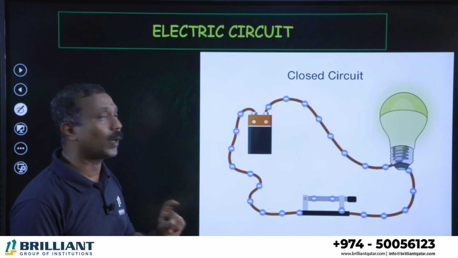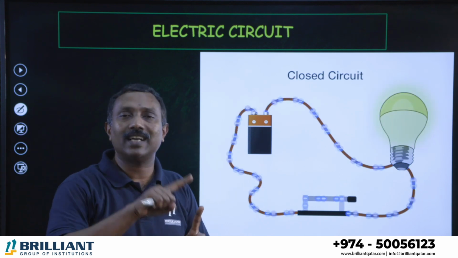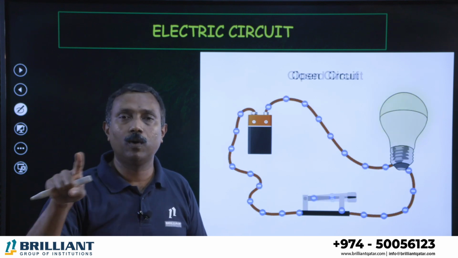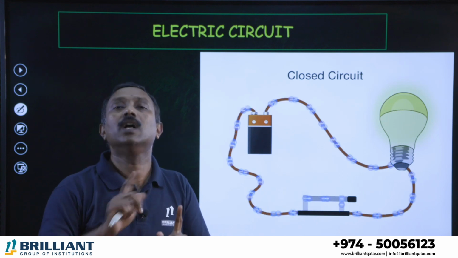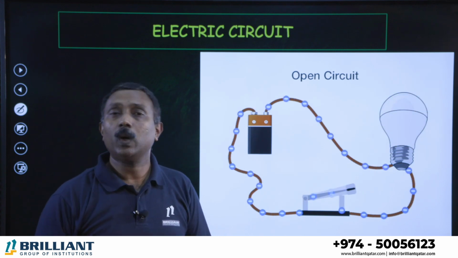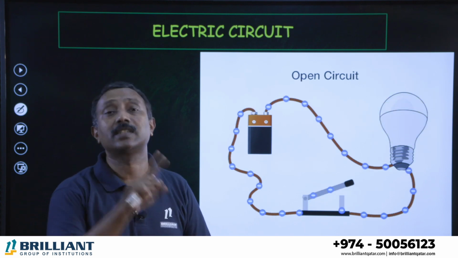What does a closed circuit mean? That means the charge flowing through that continuous path gets a closed path to flow. Such a circuit is what we call a closed circuit. All electrical equipments can work only in this closed circuit.